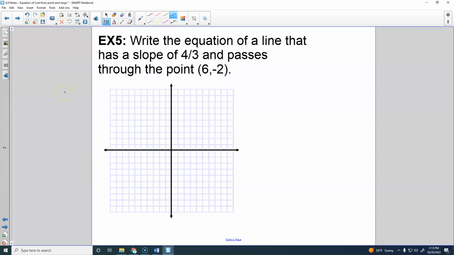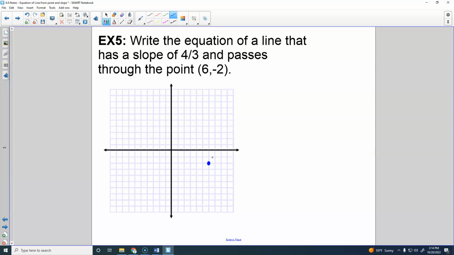Okay, write the equation of a line that has a slope of 4/3 and passes through the point 6, negative 2. All right, so it gives me my slope. Does this one give me my y-intercept? No. This point right here, and I put a graph with this one so we can think about what it looks like. 6, negative 2, that's right here. That is not the y-intercept. Okay? So this is going to be different.